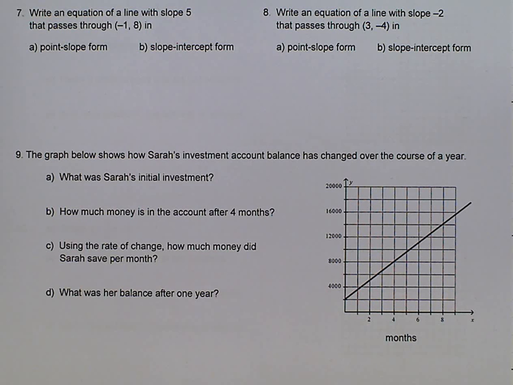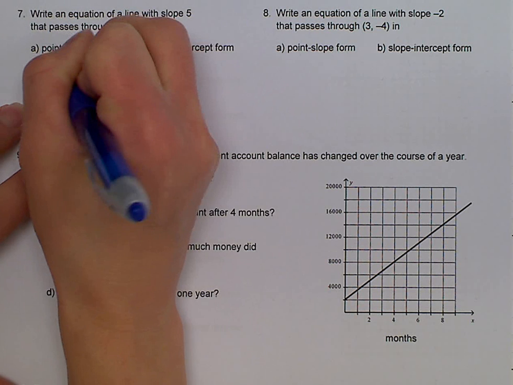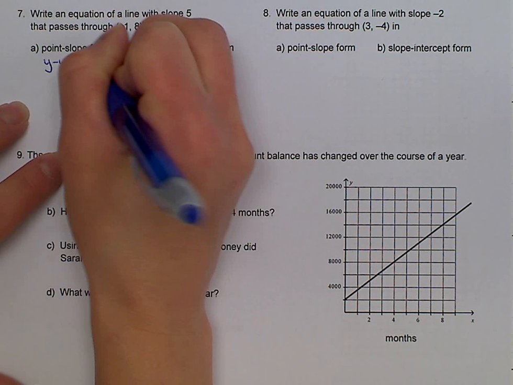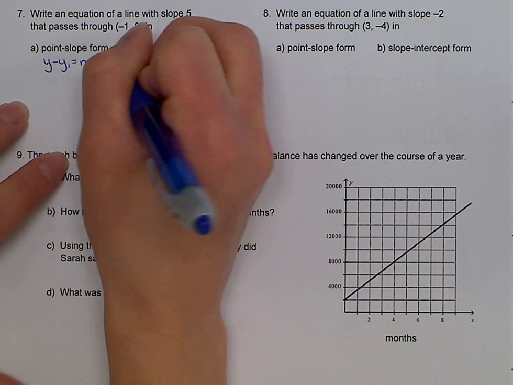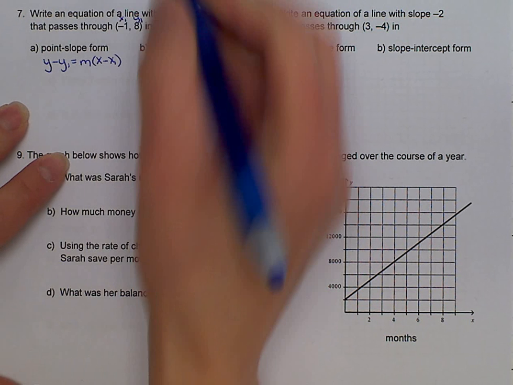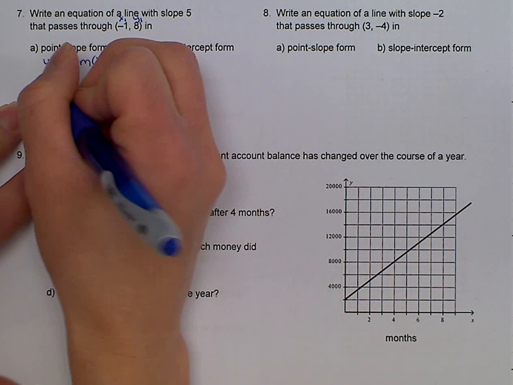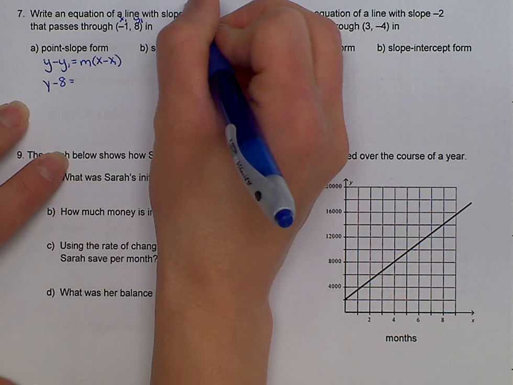Question number 7 says write an equation of a line with slope 5 and passing through the point (-1, 8) in point slope form. Recall that point slope form is y minus y sub 1 equals m times x minus x sub 1. -1 will be our x sub 1 and 8 will be our y sub 1. M is our slope, which is 5.